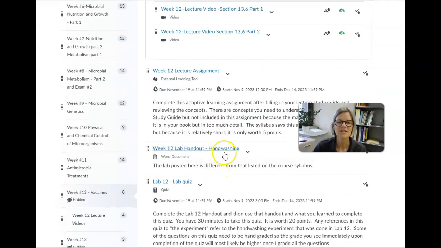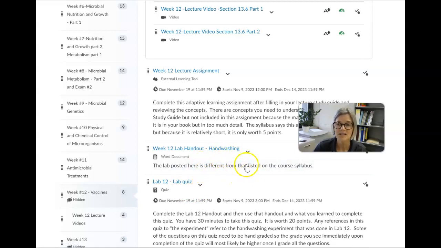The other thing, so here's the hand washing experiment on your syllabus. This is the experiment that it says we're going to do in week 13. Instead, we're doing it in week 12. And complete that entire lab. And there are no videos from McGraw-Hill. I think there's a couple videos that I made, but there's no virtual labs or anything. And then you'll use that handout to take your lab quiz.